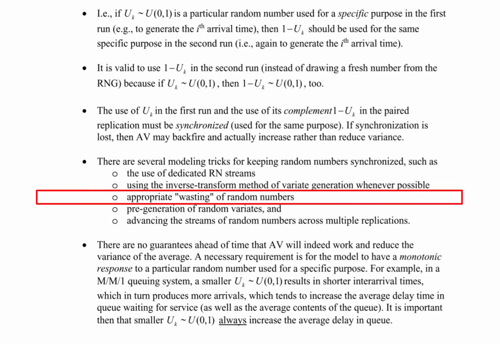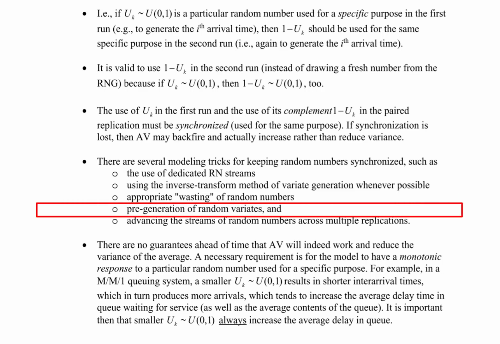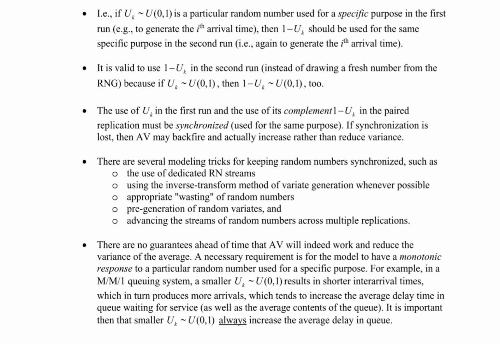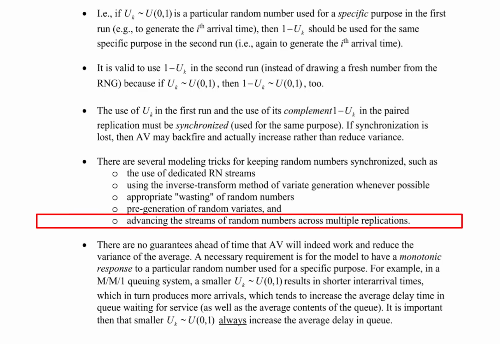Another technique is the appropriate wasting of random numbers to keep the uses of the random numbers synchronized between the two runs. Another common trick is the pre-generation of random variates when we have control of the sequence of random numbers produced before they get mixed up in the simulation process. Finally, advancing the streams of random numbers across multiple replications helps to keep the random numbers synchronized and not reusing the same random number sequences.